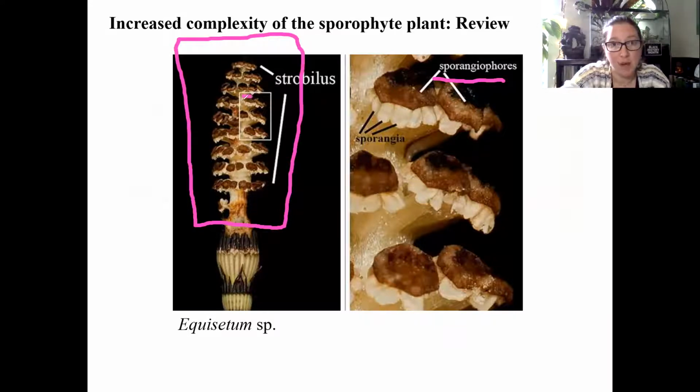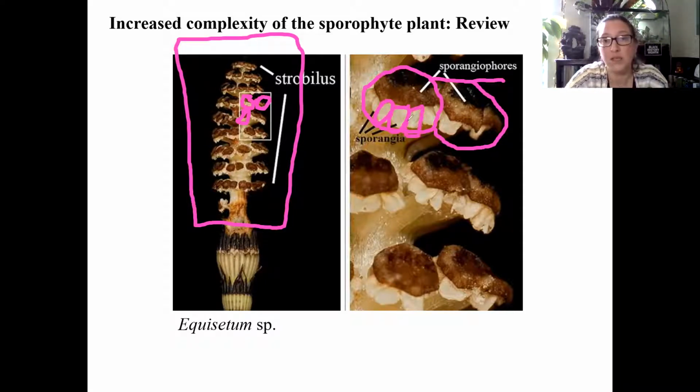Each of these mushroom-looking things are sporangiophores. Here is one sporangiophore. Here's another sporangiophore. And what's cool about the sporangiophores, in terms of being able to spread more progeny, more distances in terms of spores, is that each sporangiophore now has, I don't know, 10, 20, it'll depend on the species, sporangia. Many, many sporangia per sporangiophore.